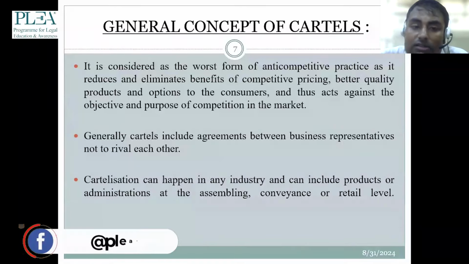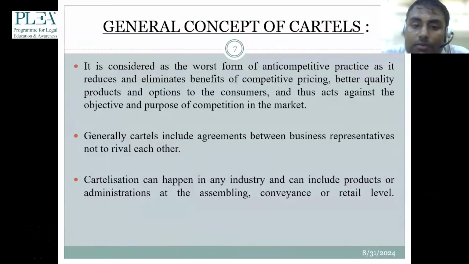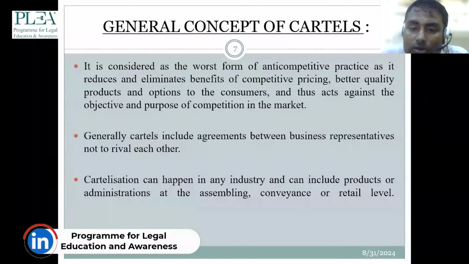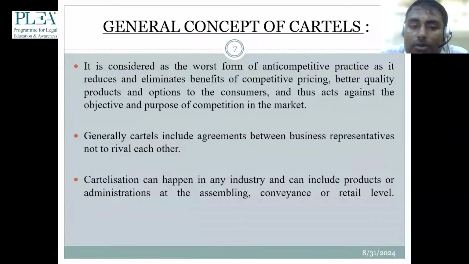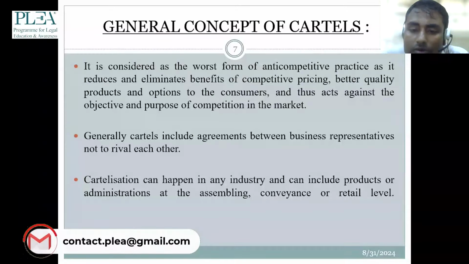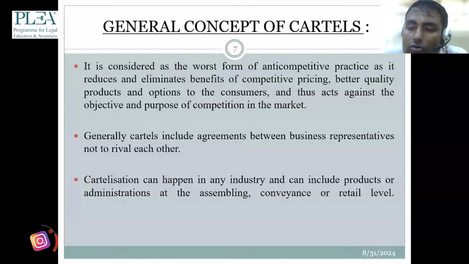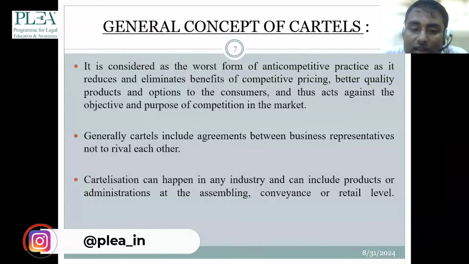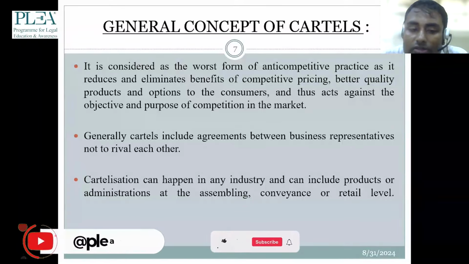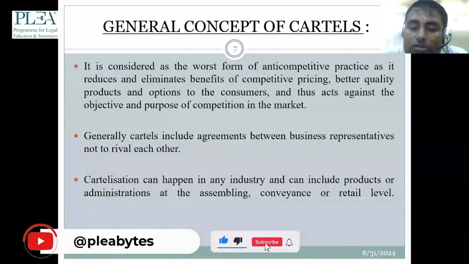So it is considered the worst form of anti-competitive practice as it reduces and eliminates benefits of competitive pricing, better quality products, and options to the consumers, and thus acts against the objective and purpose of competition in the market. Generally, cartels include agreements between business representatives not to rival each other, and cartelization can happen in any industry and can include products or services at the manufacturing, distribution, or retail level.